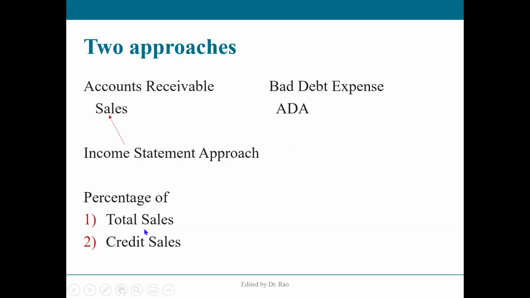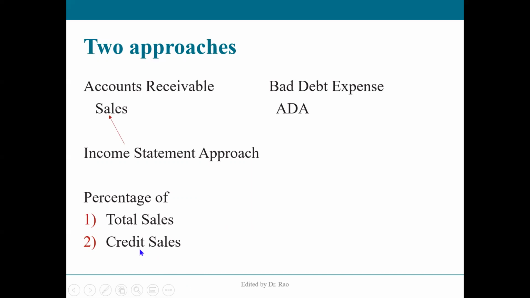Percentage of total sales was done in the past when everything was being done manually. It was a lot easier to just take the sales number for the year and say, for instance, 1% of my total sales will go bad. What makes more sense is to look only at credit sales, because cash sales are not going to go bad because they're already cash. So if I take a percentage of credit sales, that makes a lot more sense because credit sales are the ones that we are concerned with.